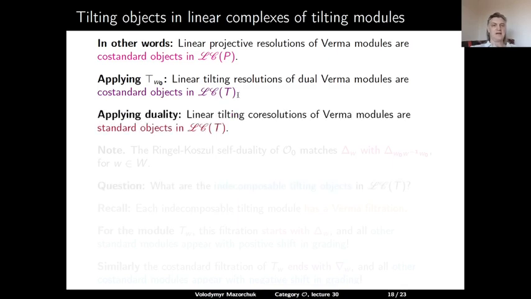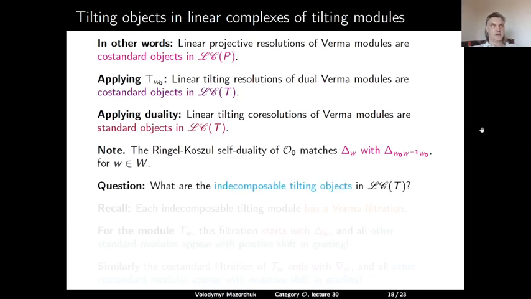Applying duality, we get that the linear tilting co-resolutions of Verma modules are standard objects in the category of linear complexes of tilting modules. Note that in the Ringel-Koszul duality, the Koszul duality matches w with w^{-1}w0, and the Ringel duality matches x with w0x. So the Ringel-Koszul duality matches Δ_w with Δ_{w0 w^{-1} w0} for any w in the Weyl group. The question which I want to ask is what are the indecomposable tilting objects in the category of linear complexes of tilting modules?